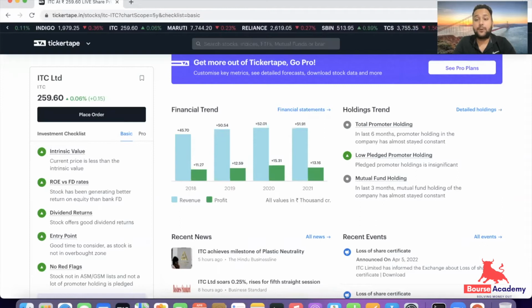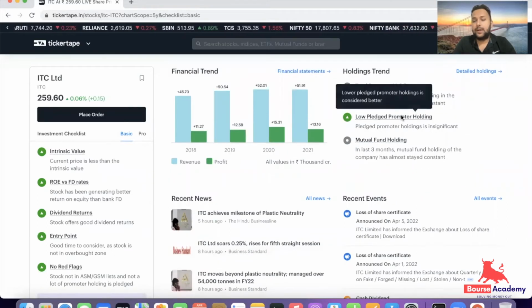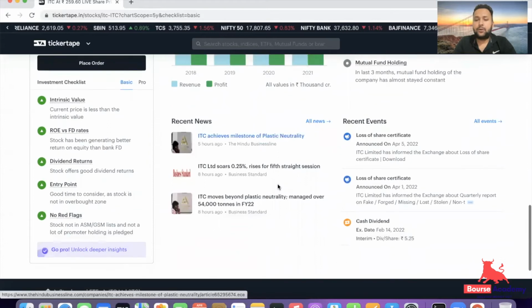But what is more important here is to become a self-evaluator, a self-analyst, and a self-learned investor. That should be the main theme and objective behind doing all these sessions. As you can see here, in the holding trend there is almost no pledging in the stock, and these are the recent news available for the stock.